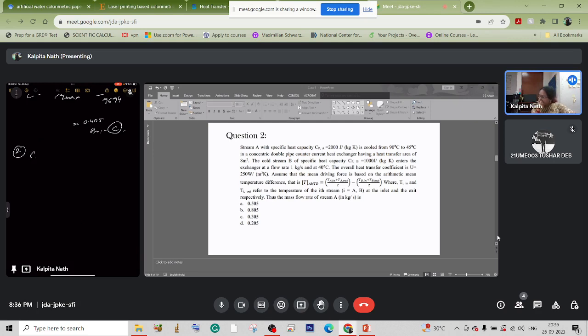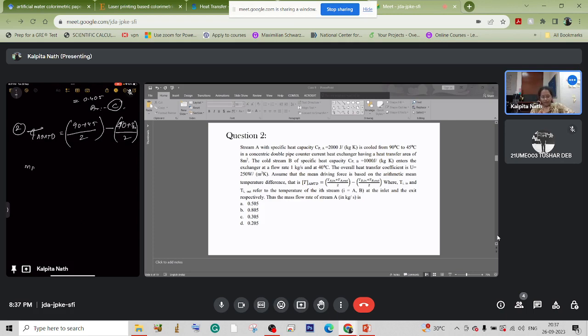So first, we need to calculate the AMTD, the arithmetic mean temperature difference. TAMTD will be basically (TA in 90 plus TA out 45) upon 2, minus (TB in, which is also given as 40, plus TB out) upon 2. So we need to find TB out.